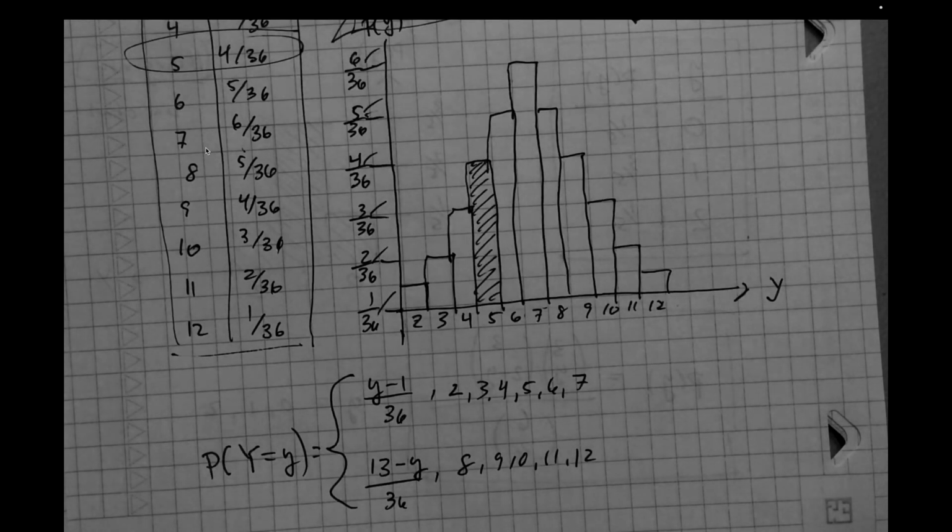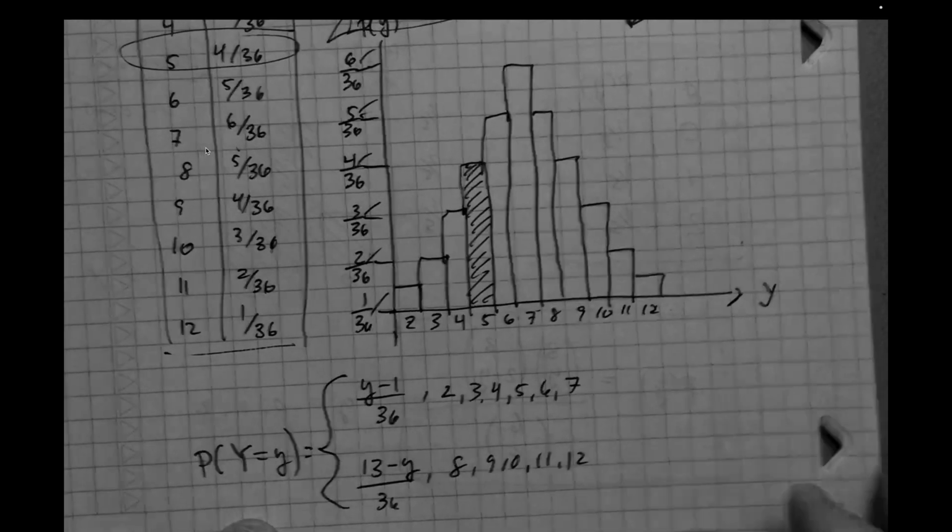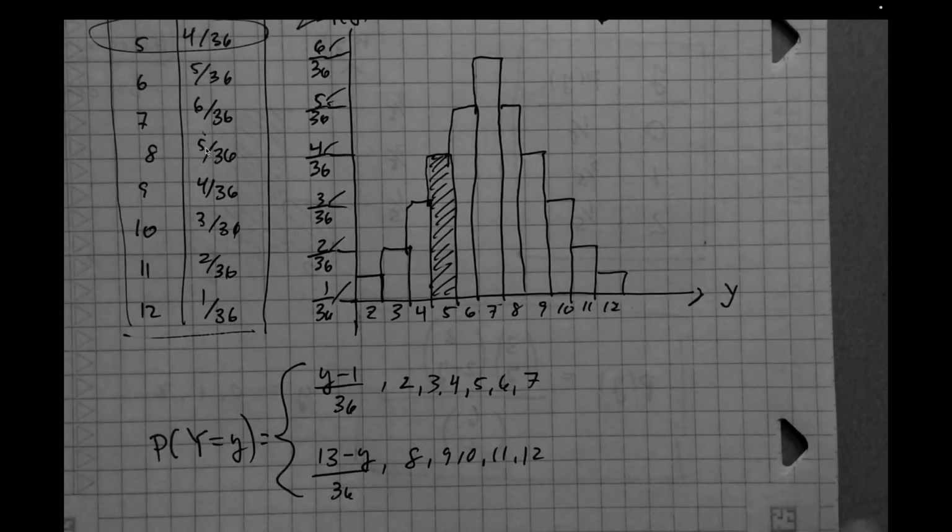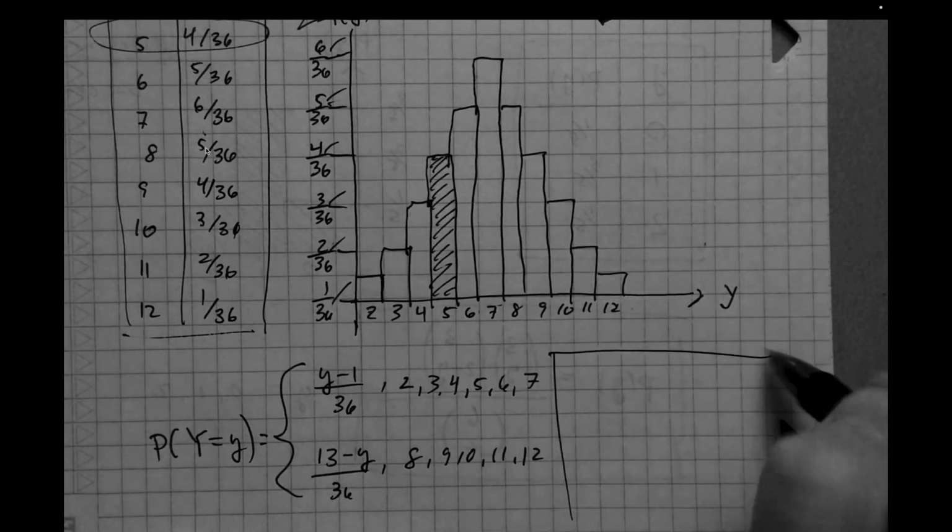All right, very good. And so that is what we mean by the probability distribution of a discrete random variable. It is basically just a table or a formula or a graph that provides the probability of y for all values of y that the random variable y can take on.